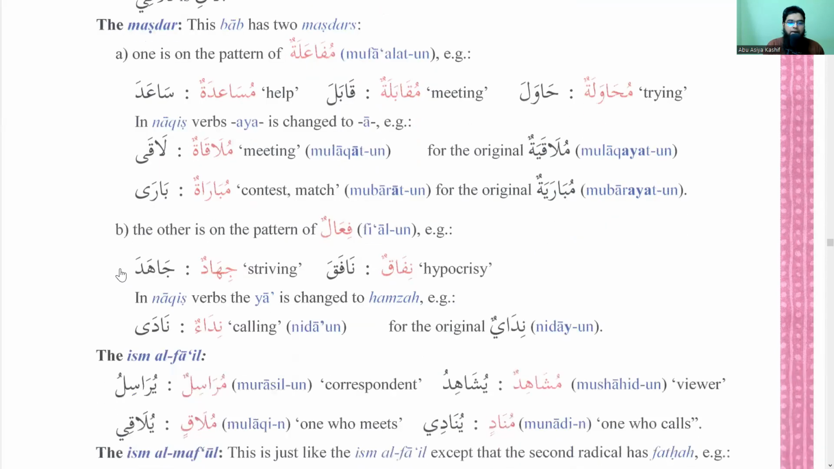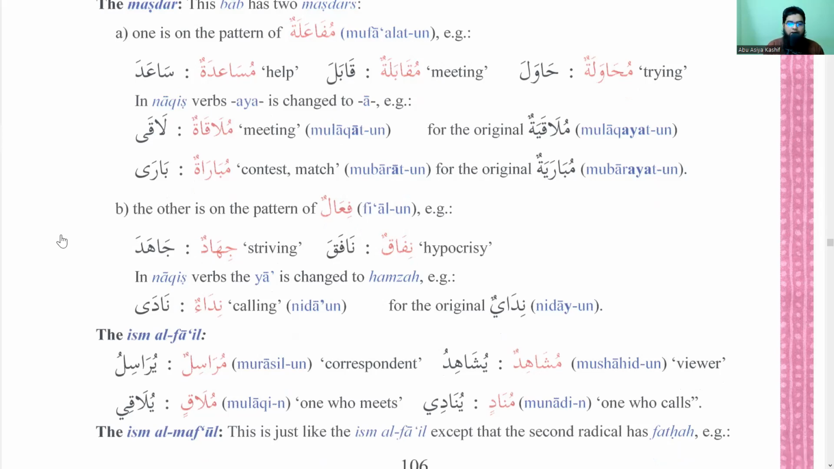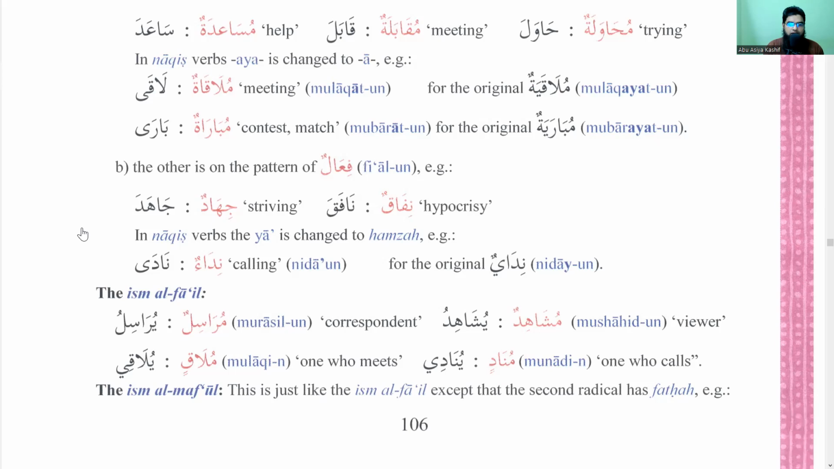The other is on the pattern of fi'al. So jahada, masdar is jihad. Nafaqa, nifaq. Correct? Nafaqa, nifaq. So 2 masdars for this.